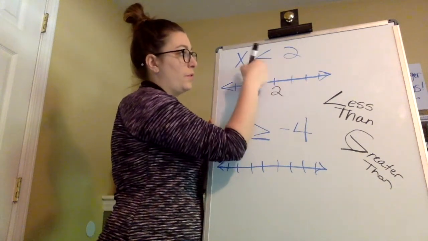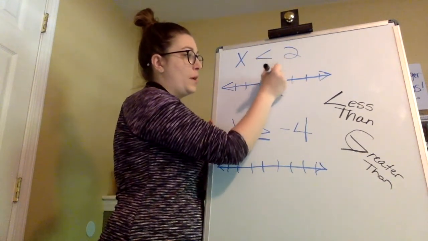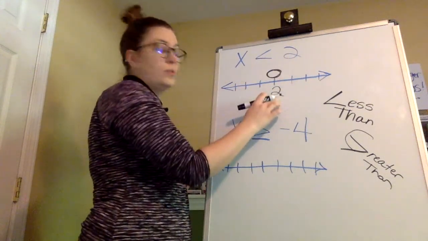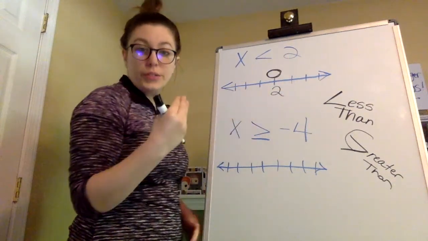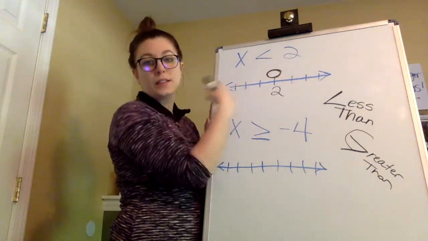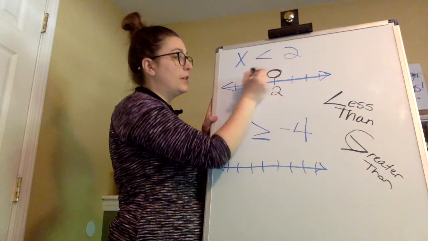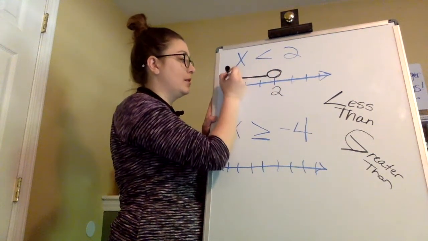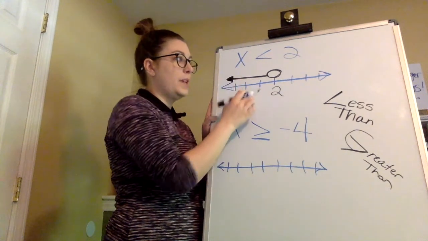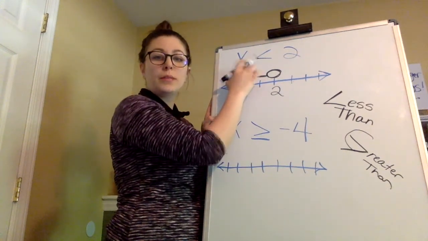So in order for it just to be less than, it's going to be an open circle. So it's an open circle at the 2 because it's not equal to it. It just has to be less than. So we also just pointed out that if it's less than, it's going this way. So all of these numbers here are less than 2, which means that all of these numbers could be a solution to this problem here.